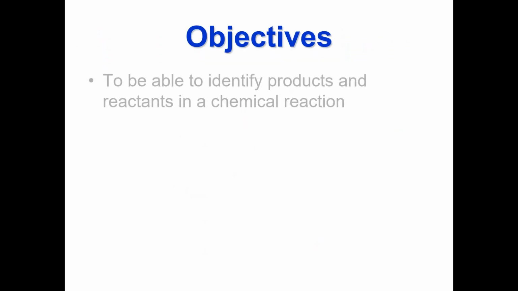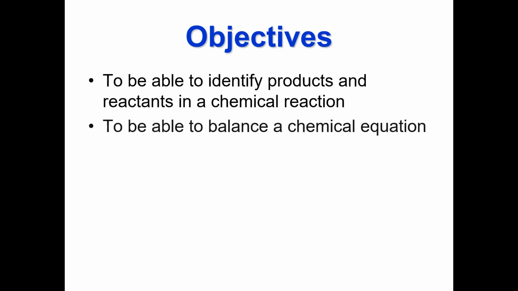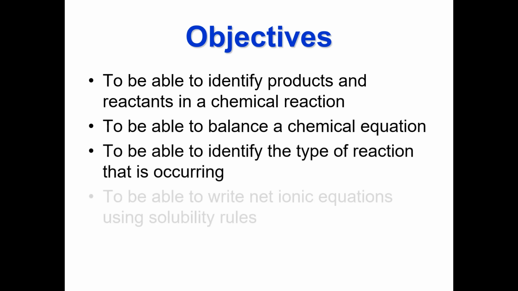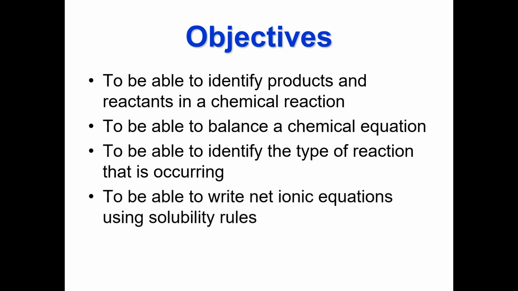In this unit, I'm going to teach you how to determine if something is a reactant or a product. We will learn how to balance equations in this unit. We'll learn how to identify types of equations and reactions. And we'll use a list of solubility rules to tell if a substance is soluble in water and whether or not it'll split up into ions. So using that information, we'll learn how to write net ionic equations.